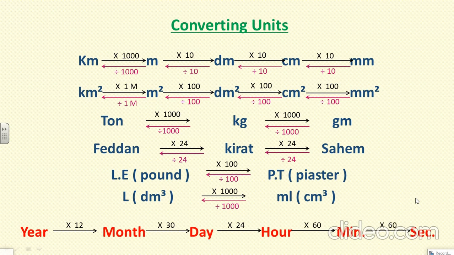And of course, from seconds to minutes, here from small unit to bigger unit, we divide. So seconds to minutes, we divide by 60. Minutes to hours, divided by 60. Hours to days, divided by 24. Days to months, we divide by 30. Months to years, we divide by 12.